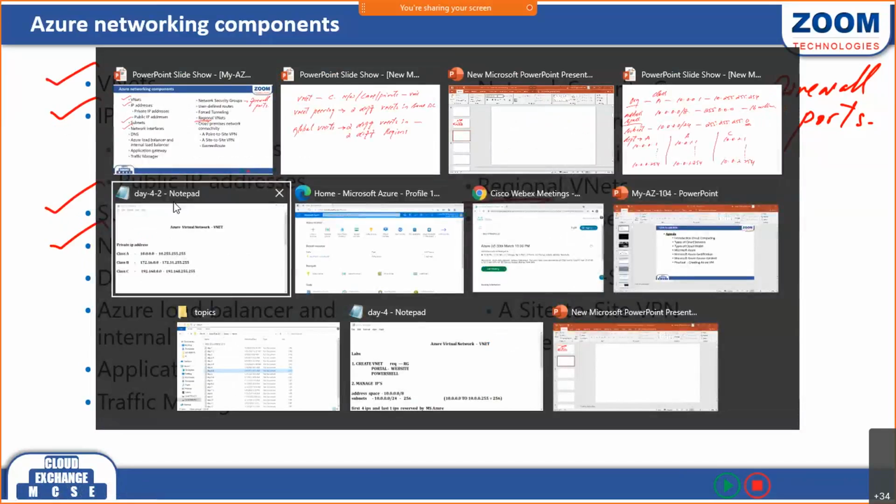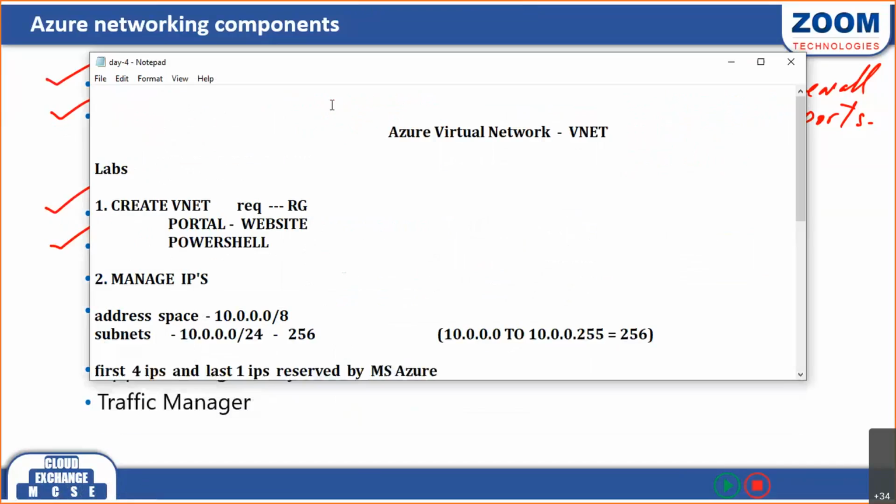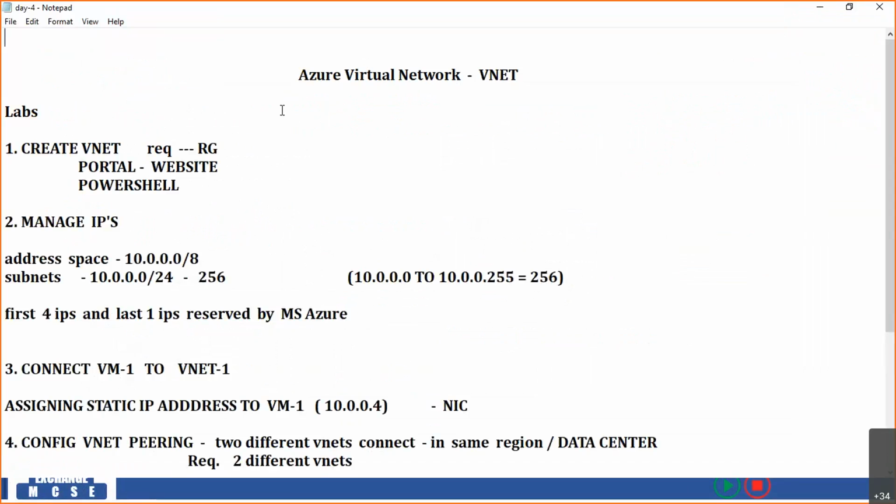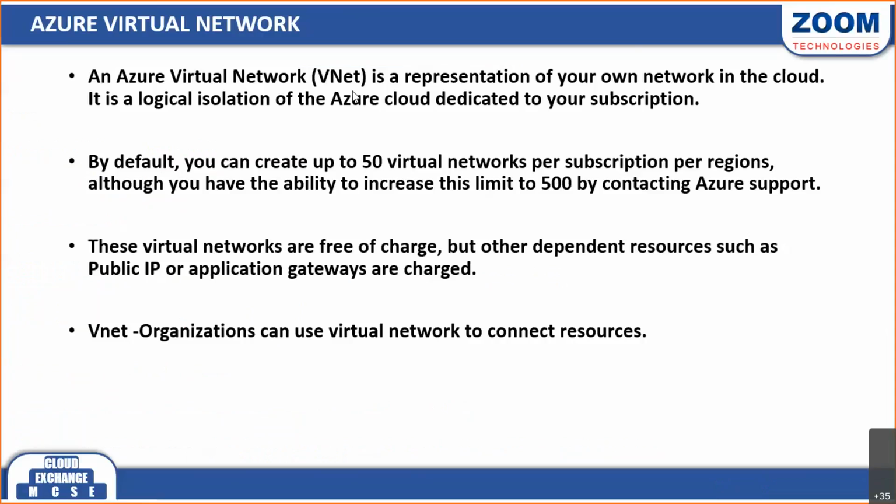So guys, today we are going for the topic here, how to create virtual network. But guys, before this one, try to understand this point here. So guys, here you can see on the screen, Azure virtual network is a representation of your own network in the cloud. So means your private network you're creating in the cloud, we require VNet. It is a logical isolation of the Azure cloud dedicated to your subscription. Means in every subscription, we have a virtual network. You can create one or you can create more than one.